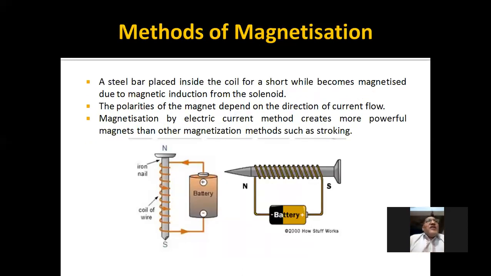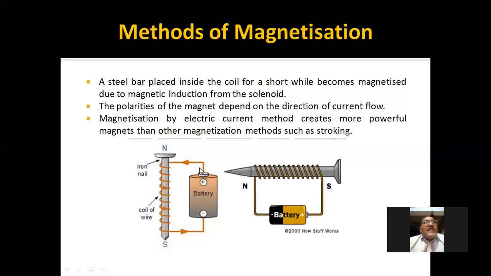Here we have shown again an iron nail, and on the iron nail we have wound a copper wire. Remember, this copper wire has lamination on it. It's electrically insulated from each other and from the iron. This copper wire is not naked. It has insulation, a lamination coating.